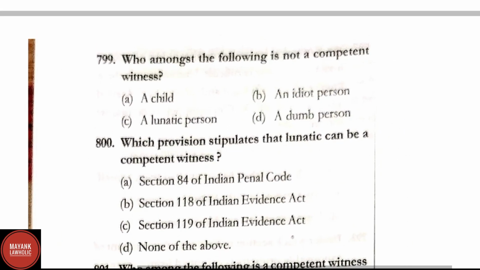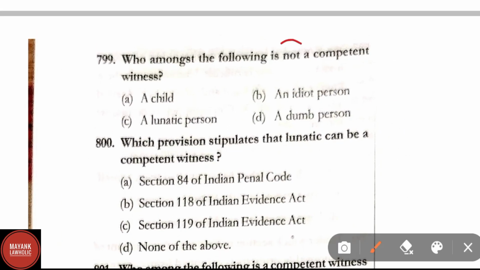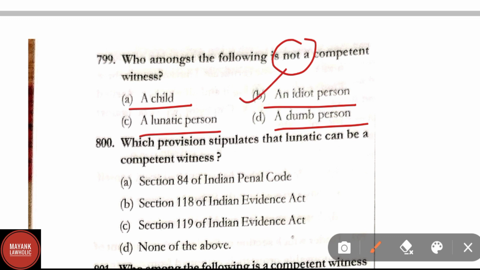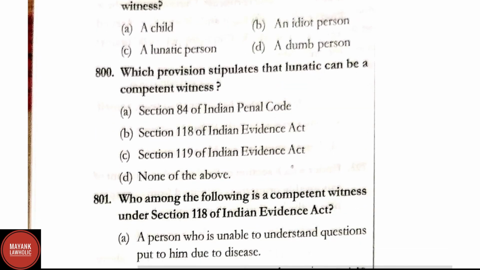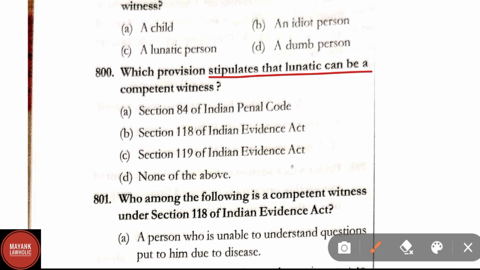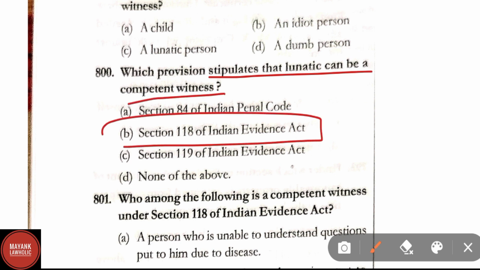Question number 799. Who amongst the following is not a competent witness? Option A, a child, an idiot person, a lunatic person, a dumb person. Here correct answer is option B. An idiot person is not a competent witness. Question number 800. Which provision stipulates that a lunatic can be a competent witness? Here correct answer is option B, that is section 118 of the Indian Evidence Act stipulates that a lunatic can be a competent witness.